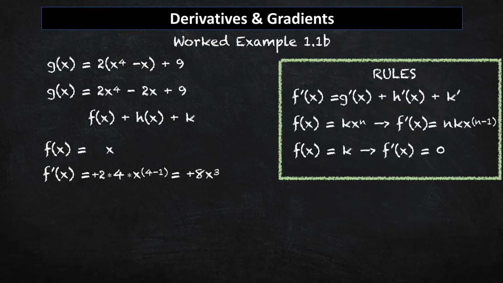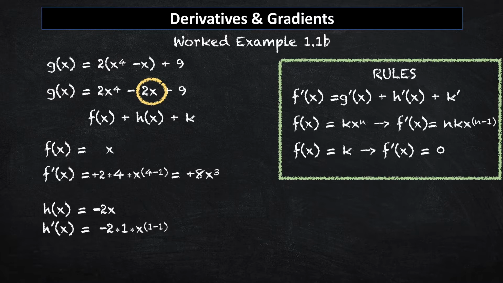Now let's go to the second function, the function h, which is minus 2x. So this time its derivative is again minus 2 multiplied by 1, which is the n of the second rule, multiplied by x to the power of n minus 1, so 1 minus 1. So this becomes minus 2x to the power of 0, and since x to the power of 0 is 1, the derivative of h becomes just minus 2.